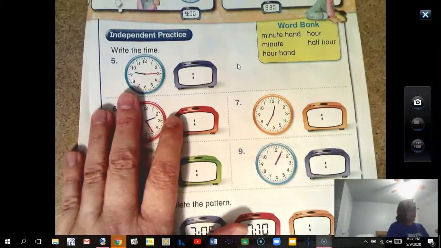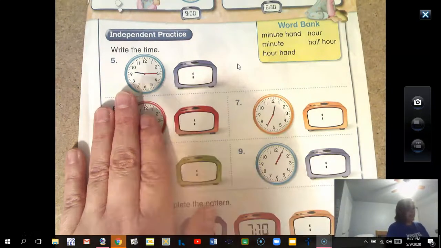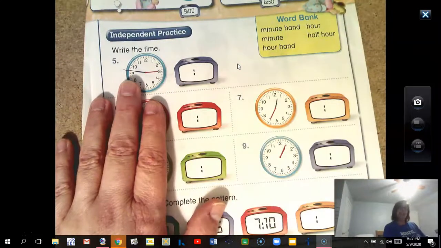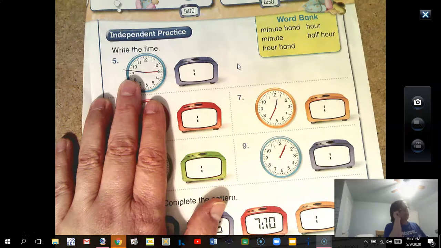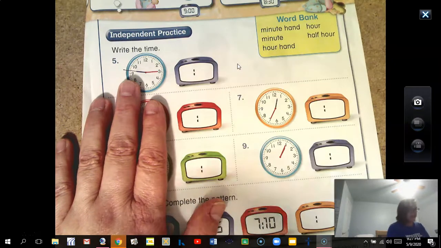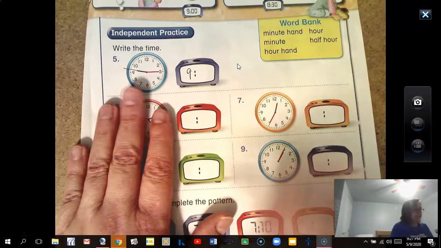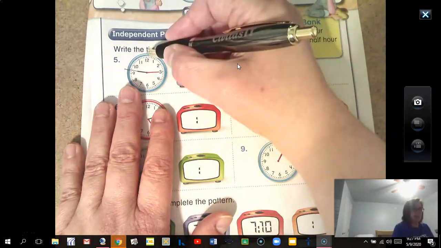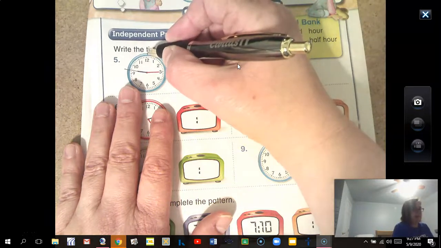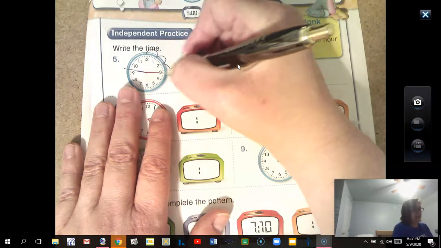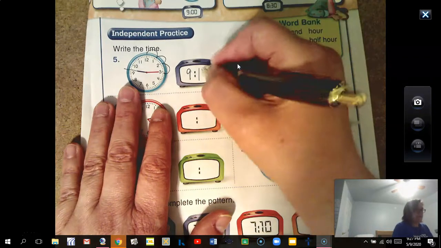Let's go to the next one. We're writing the time here. All right, we start out with the hour hand. Okay, if I were to finish the line, finish the hand, it is between 9 and 10. So I think in my head, it has not reached the 10 yet, so it is still 9 something. And then let's take a look at that minute hand. We're going to start at the 12, and we're going to hop along counting by 5s. 5, 10. That's right, 15, 9:15.